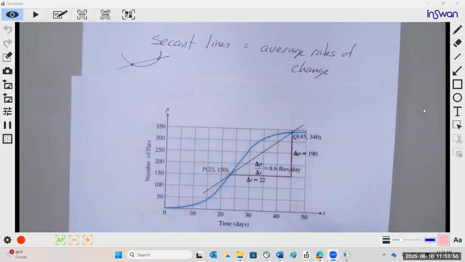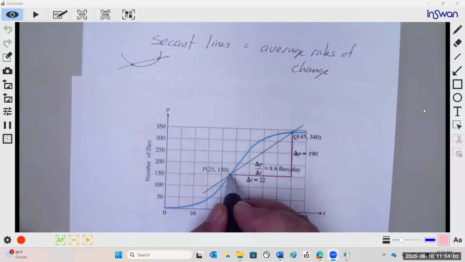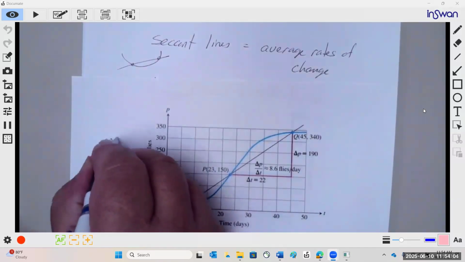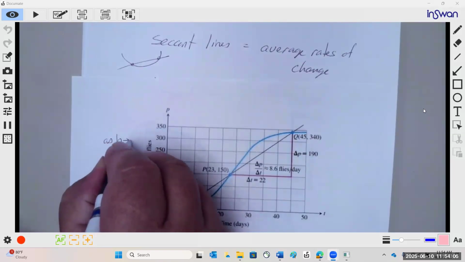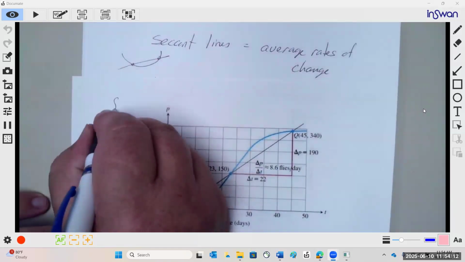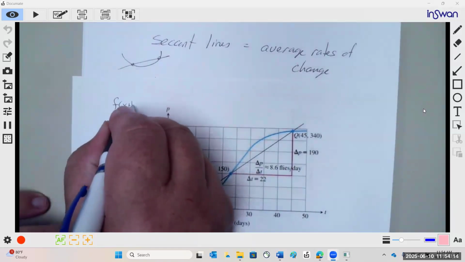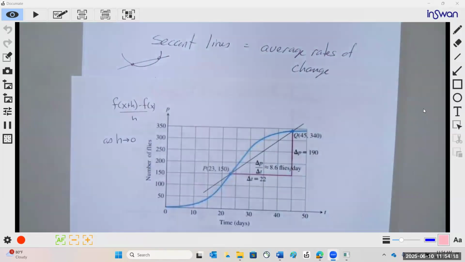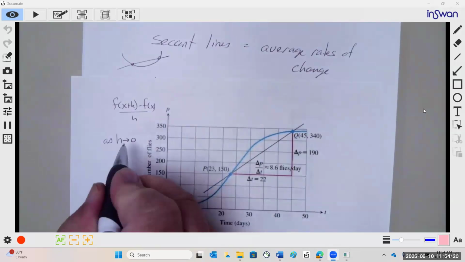What you have to do, remember, when we go to instantaneous, we're looking for the instantaneous rate of change at that point there, as h goes to 0. Whenever we deal with instantaneous, we have our formula f of x plus h minus f of x over h. We're looking as h goes to 0.